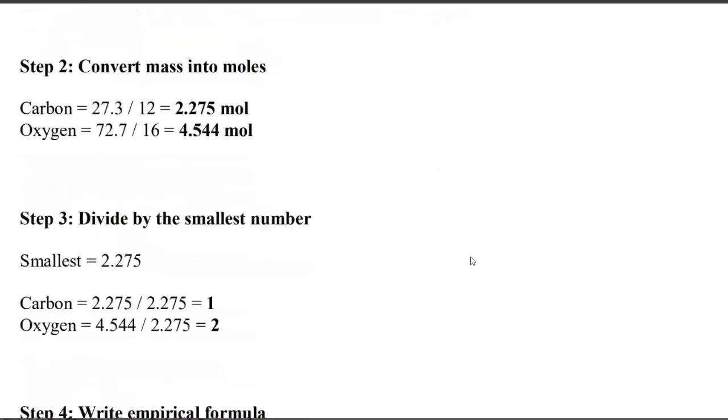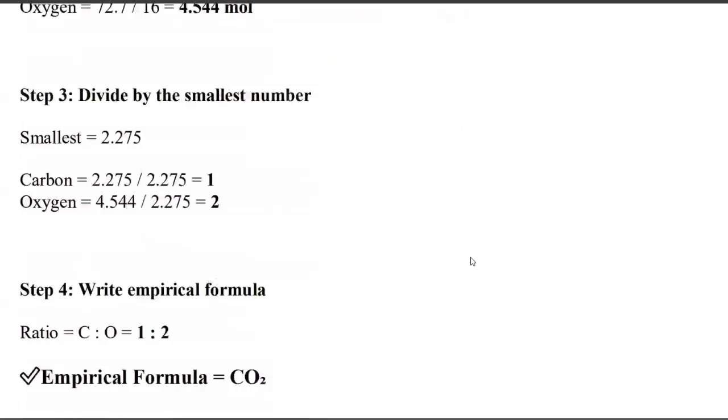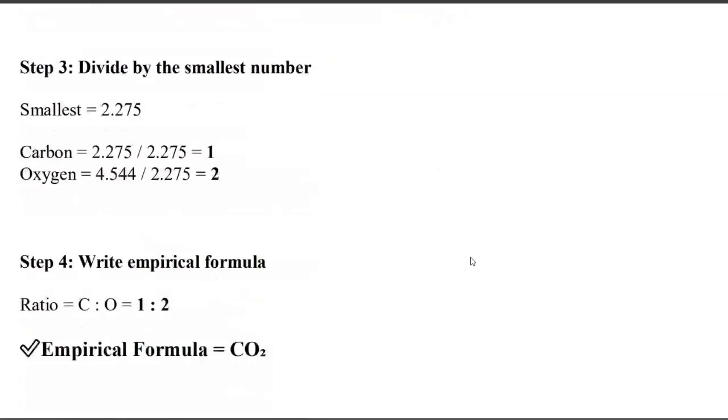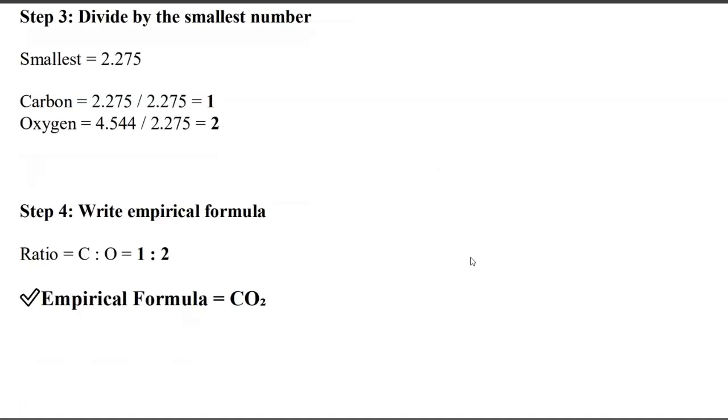And step 3 is divide by the smallest number. We have got the smallest number as 2.275. So you have to divide them by this value. Carbon will be 1 and oxygen will be 2. So we'll get these values. And write the empirical formula, that is the ratio C to O as 1 to 2. So the empirical formula is CO2.